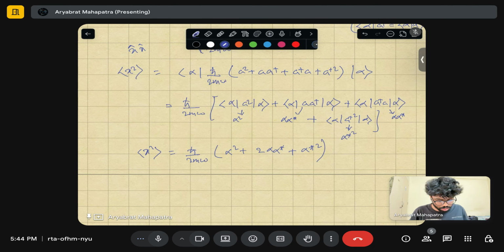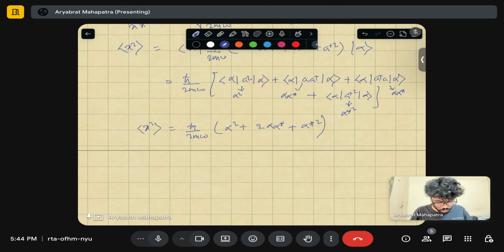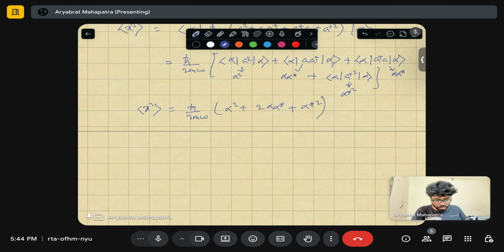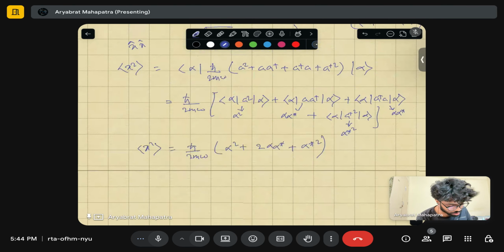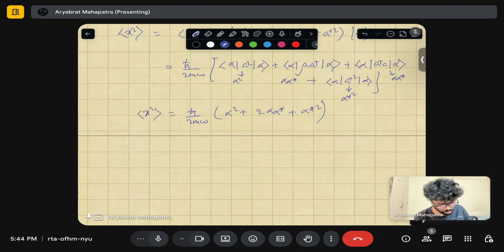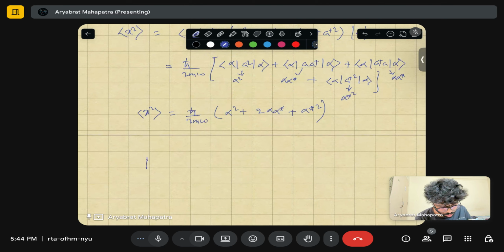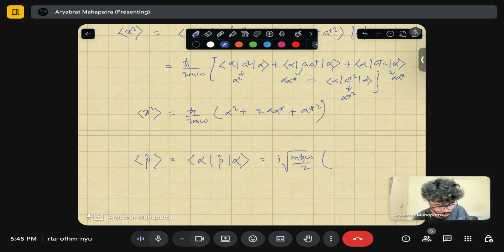Yeah, that is what you will get here. And for the momentum operator, you will find the average in the same way as you calculated it for the position operator, which gives something like the square root of m h bar omega by 2. So these are similar computations; I'm not showing them in detail.